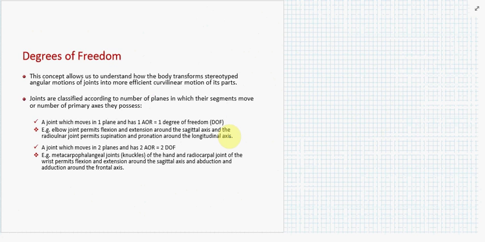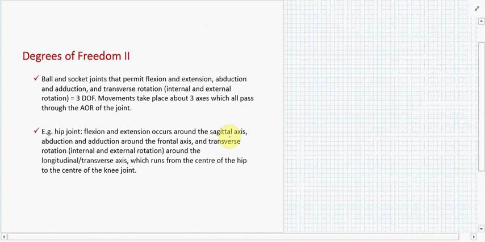A joint that moves in two planes, however, has two axes of rotation and therefore 2 degrees of freedom. So your metacarpophalangeal joint, or your finger joint for your knuckles, and your radiocarpal joint in the wrist permit flexion and extension in the sagittal plane, but also adduction and abduction in the frontal plane, right? So there are 2 degrees of freedom within those specific joints. Ball and socket joints have flexion, extension, adduction, abduction, and rotation, both internal and external, giving them 3 degrees of freedom because they move in three planes. Okay, so your hip joint and your shoulder joint are perfect examples of that.